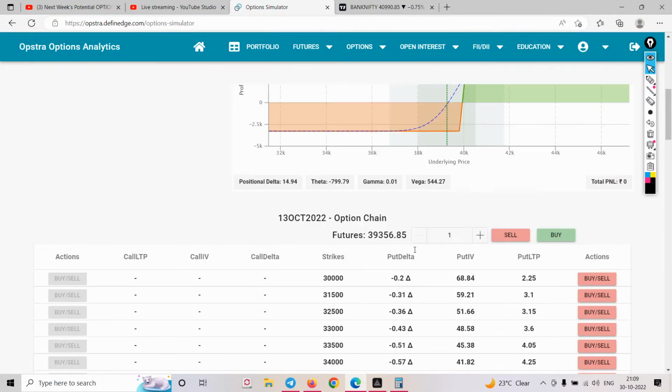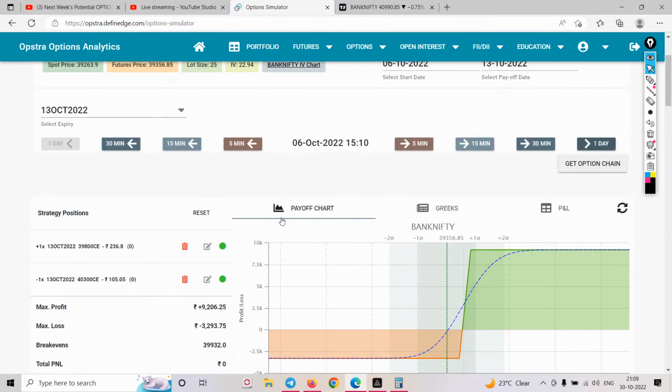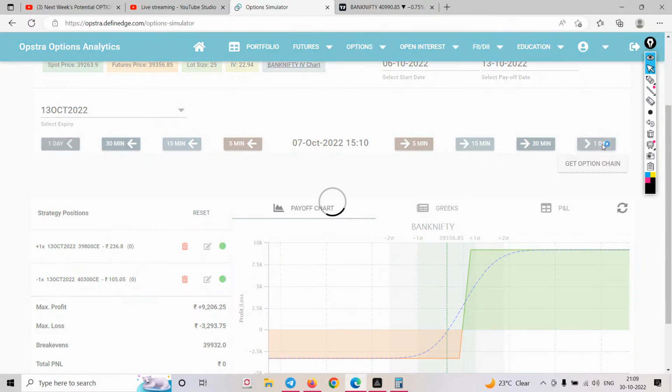So now this is your debit spread, boss. Guys, this is your debit spread. 3,500 is your loss and 9,020 your profit. Perfect. We are getting a 1:3 trade. Now let me take you to the next day. I'm not sure whether this will give profit or loss. Let me take you to the next day.